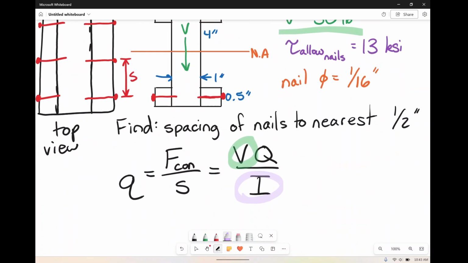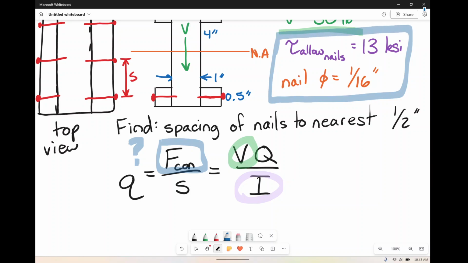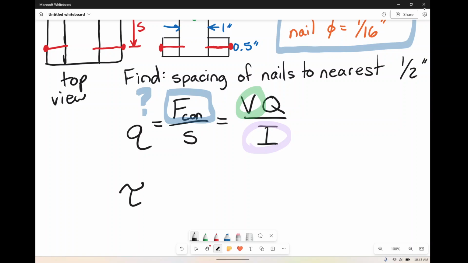Q, again, is going to be kind of weird, but what I don't have is the force of the connector. Where is it? But we do actually have this information given over here. And let me remind you that, again, shear stress was equal to the force parallel over the area.